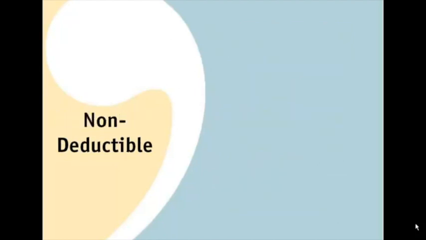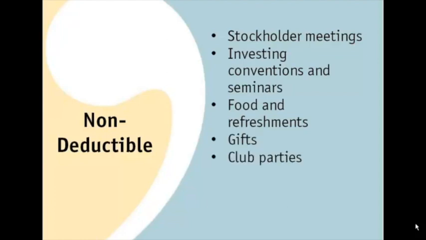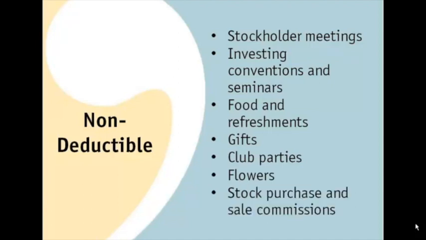Things which you might think are deductible but which are not include expenses to attend stockholder meetings, expenses to attend investing conventions and seminars, food and refreshments, gifts, club parties, flowers, and stock purchase and sale commissions. You do track these and they are important for determining stock basis, but they are not entered as expenses.